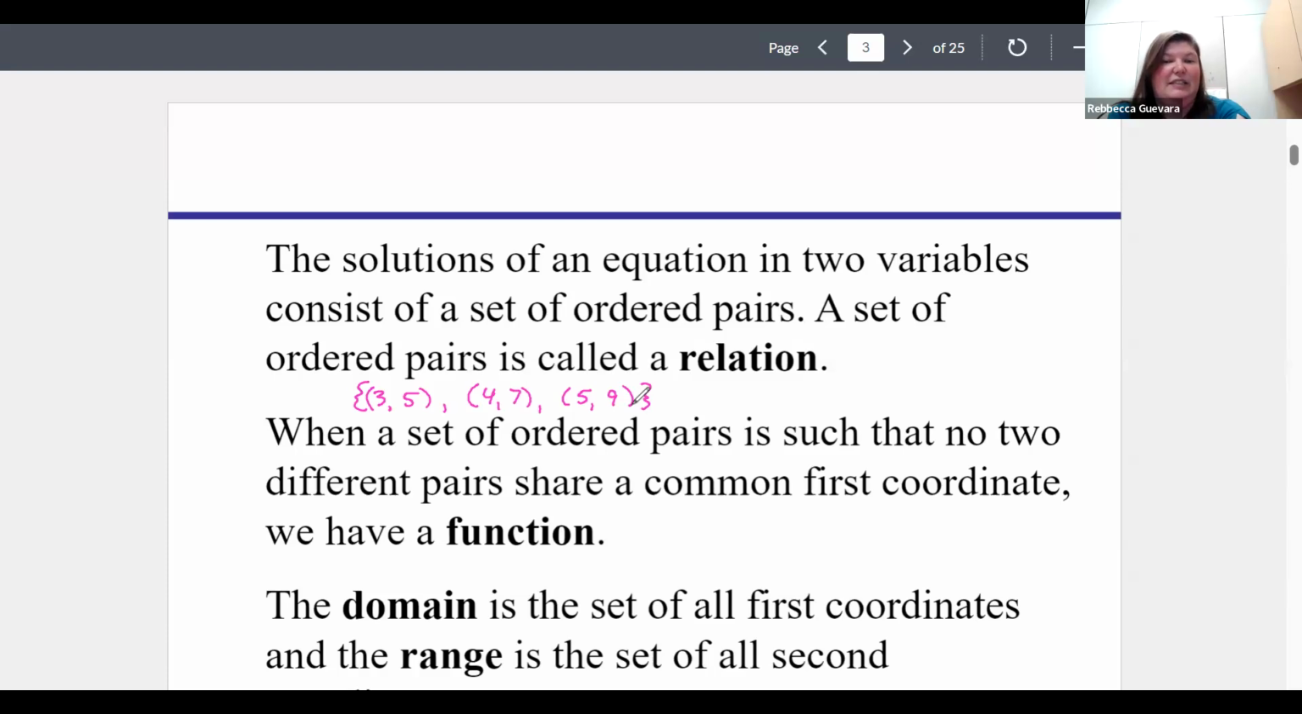When a set of ordered pairs is such that no two different pairs share the same first coordinate, meaning we don't have two x's, we have a function. So if we look at this here, this is a relation, and we see that my input x only goes to one output. My input of 4 only gives me one output of 7. My input of 5 gives me only one output of 9. So for it to be a function, each one of my inputs really just gave me one output, or each x only gave me one y. So this is also a function itself.